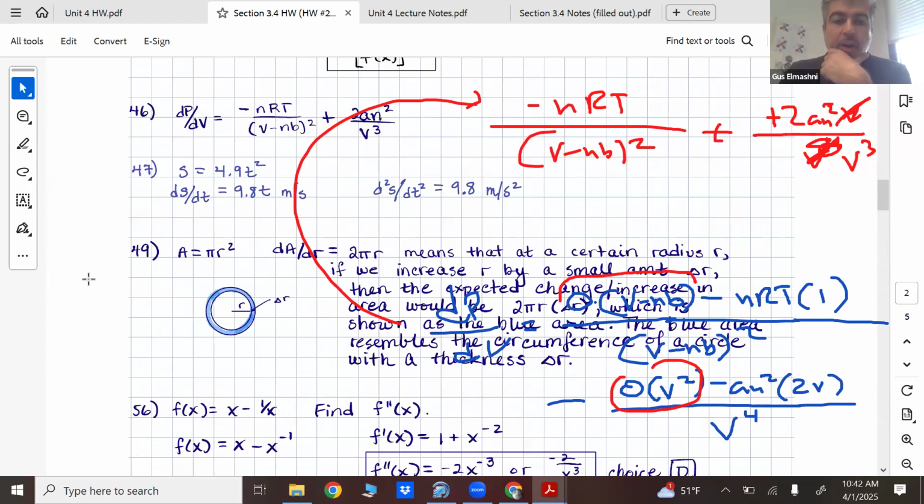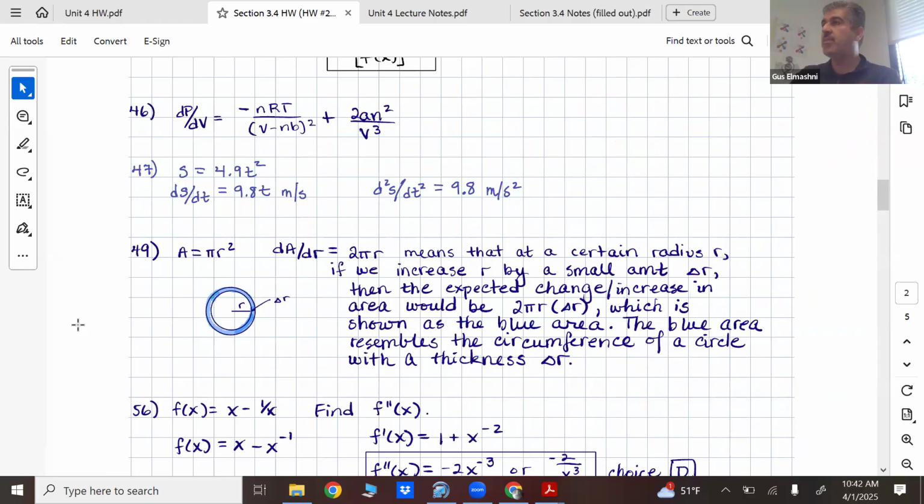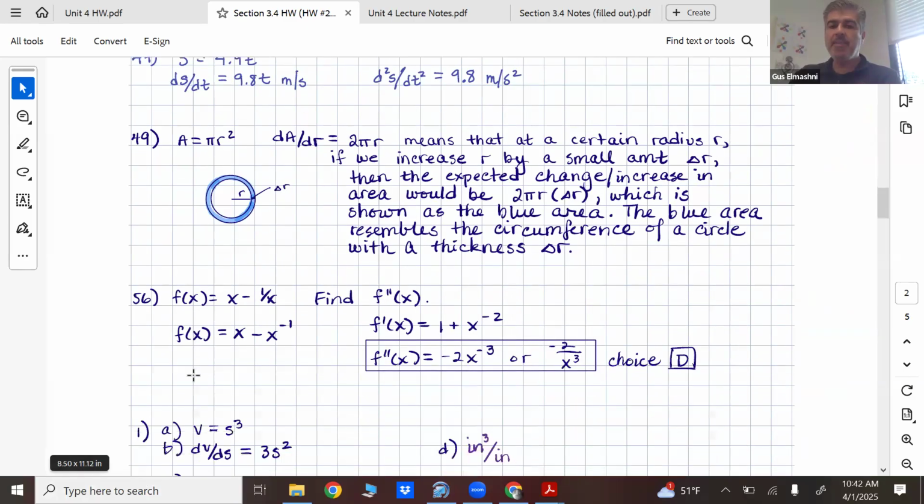If your position function is 4.9 t squared, that's free fall. You're looking at how far something displaces vertically. If you want the velocity, just take the derivative. That's 9.8 t, and then do the derivative again to get acceleration. That's all. Okay, for 49.